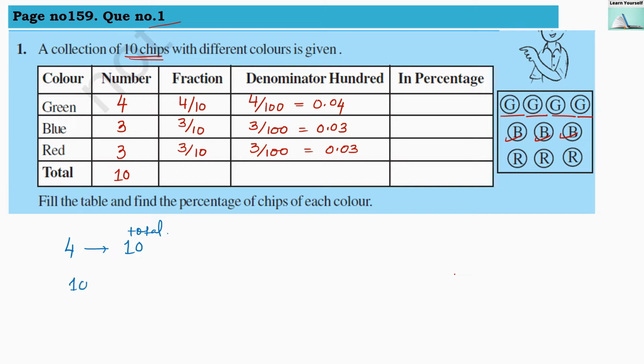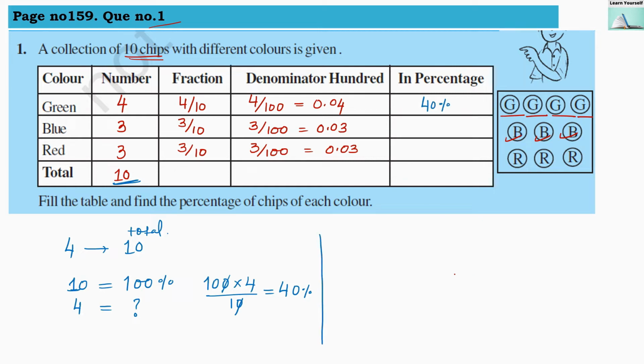If 10 chips are 100%, and out of that we have 4 chips, what is the percentage? We get 100 into 4 divided by 10. The 10 and 10 get canceled off, and we get 40% for the green chips. Why have we written 10 here? Because total 10 chips are there. So when 4 chips are there, the percentage is 40%. It is the unitary method that I am following here.